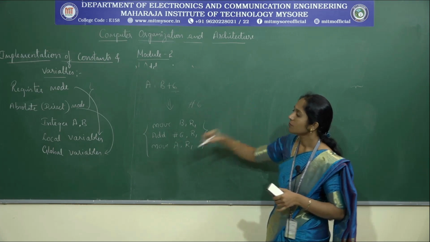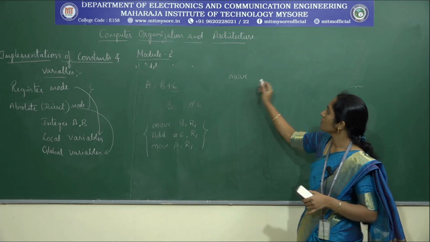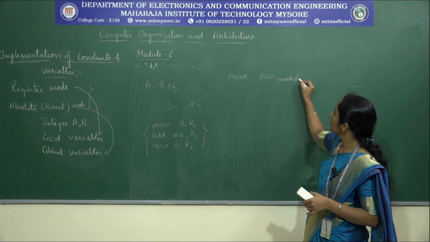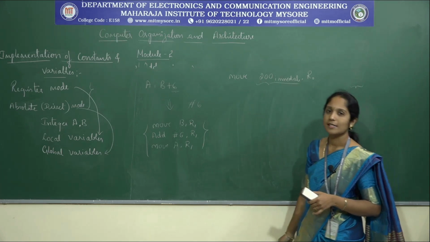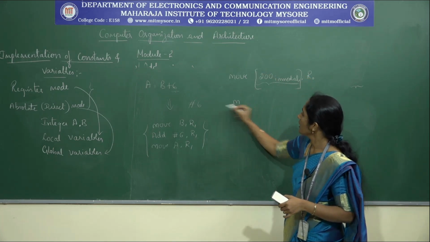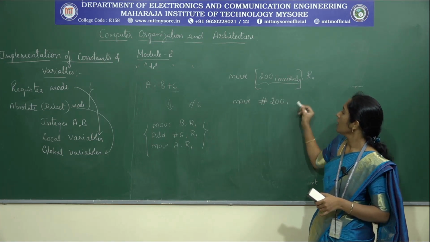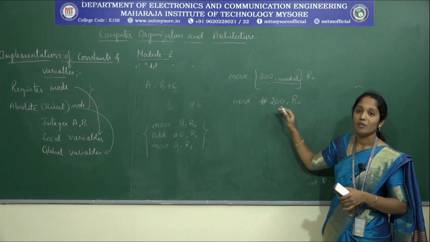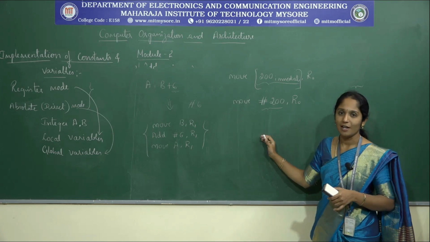In representing the constant, the general format is, say for example, let us consider move 200 immediate comma r0. We are moving this value to the register r0. In this case, this immediate is replaced by, as we have already seen in the example, immediate #200 comma r0. So this is how we represent the constants in assembly level language.